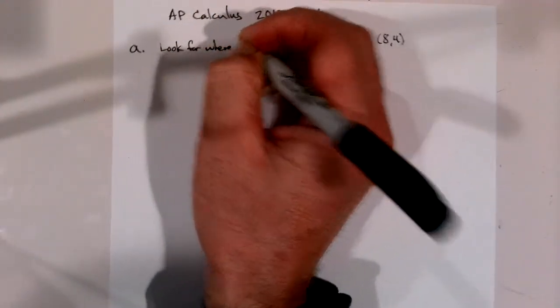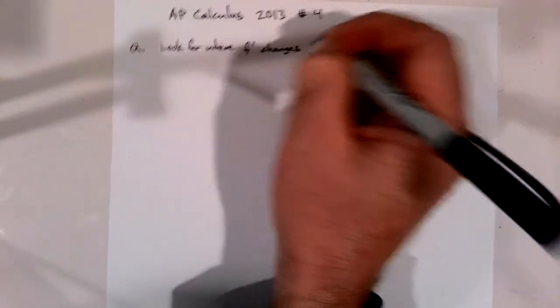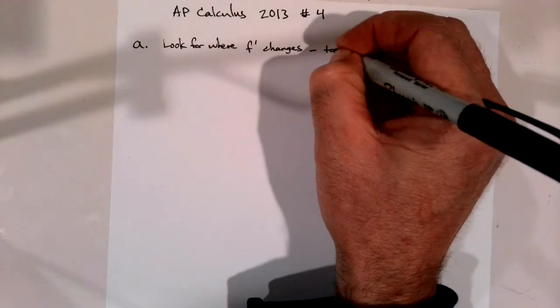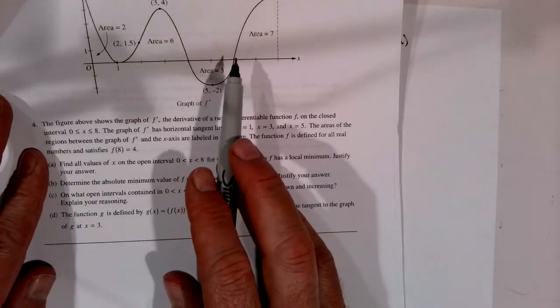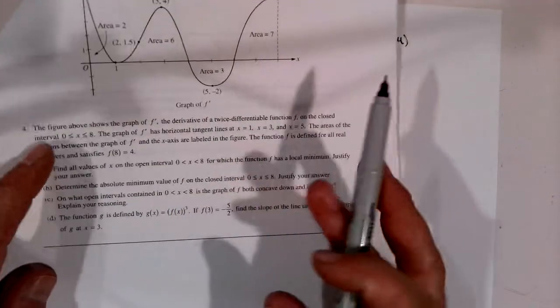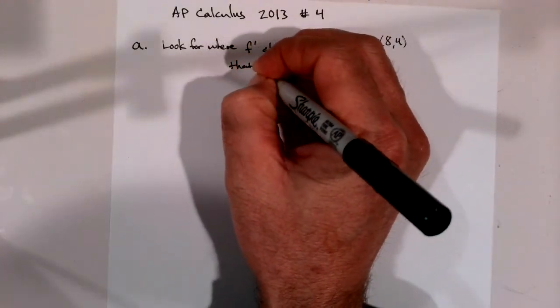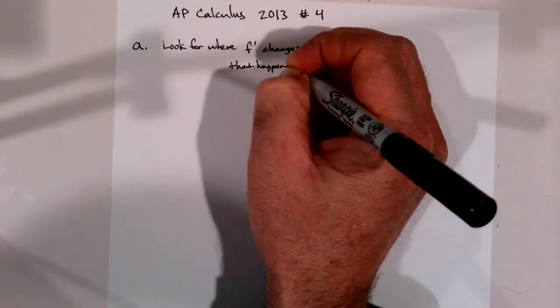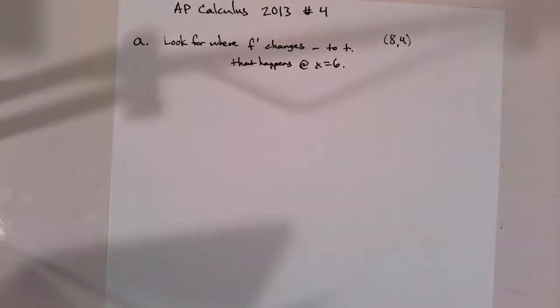So we are going to look for where f prime changes from negative to positive. And where does the derivative change from negative to positive? Well, right here. So that's going to be at a value of 6. That happens at x equals 6. So at x equals 6, you have a local minimum in that spot.